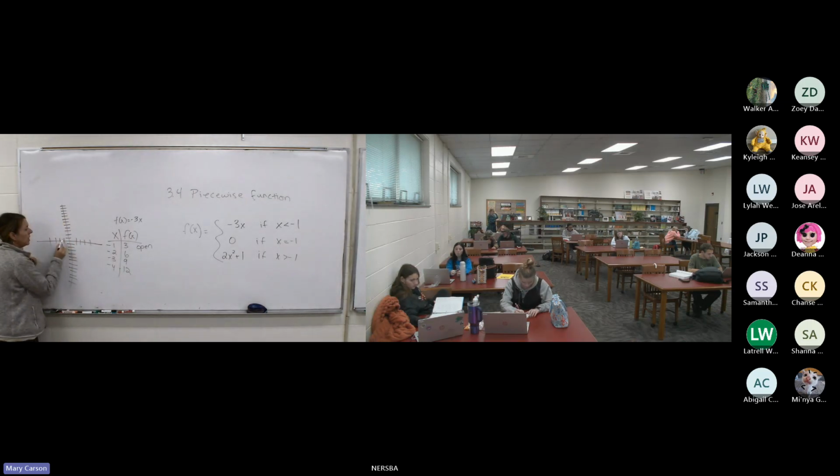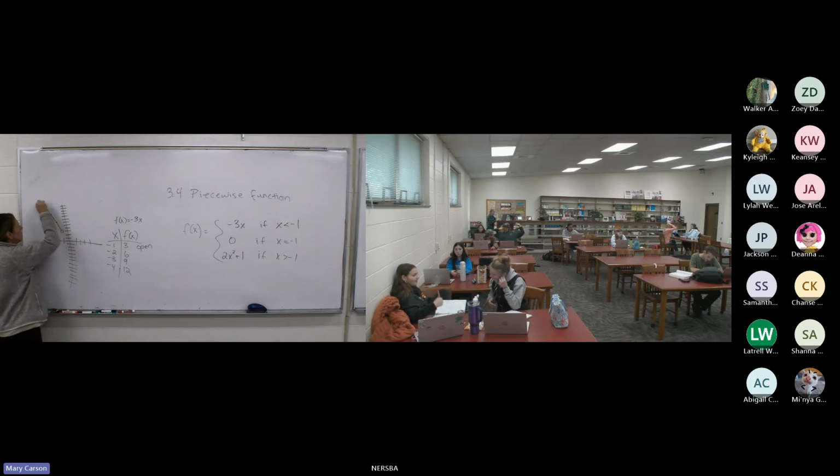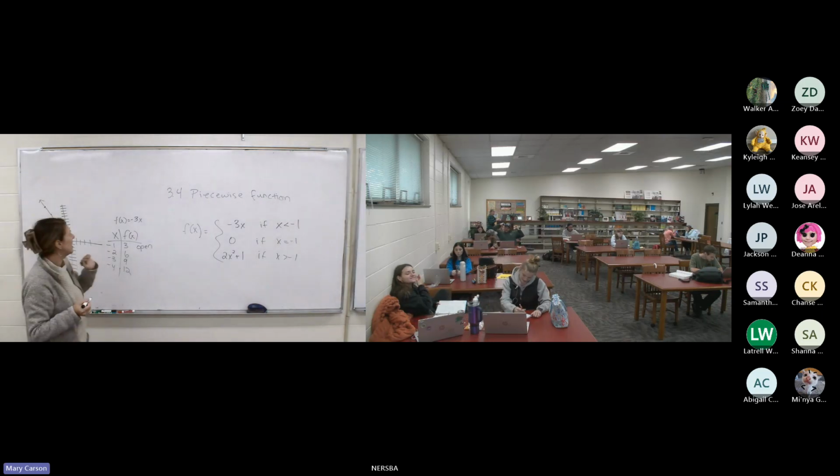So open on -1, +3, it's gonna be open there. Then 2, 6, gonna be up here. Then 3, 9, is gonna be up here. Then 4, 12 is up here. Straight line. Like that.